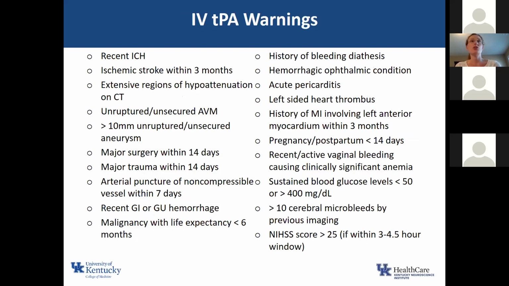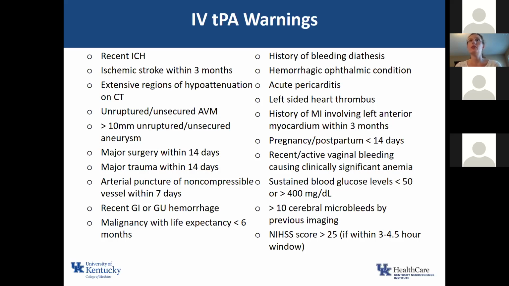If they've had a recent ischemic stroke, if you see a large area of stroke already starting to evolve on the scan, if they have an unruptured or unsecured AVM, if they have an aneurysm that is greater than 10 millimeters and it's not secured and not ruptured at the time, if they have a major surgery or major trauma within the last couple of weeks, if they've had any kind of arterial puncture at a non-compressible vessel within the last week, recent GI or GU hemorrhage, if they have a life expectancy of less than 6 months for any reason, including malignancy, if they have that bleeding diathesis that we talked about, if they have a hemorrhagic ophthalmic condition.